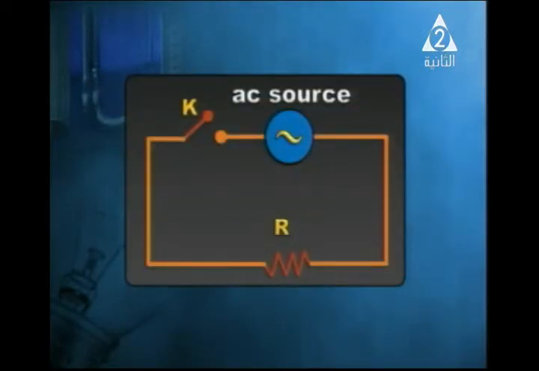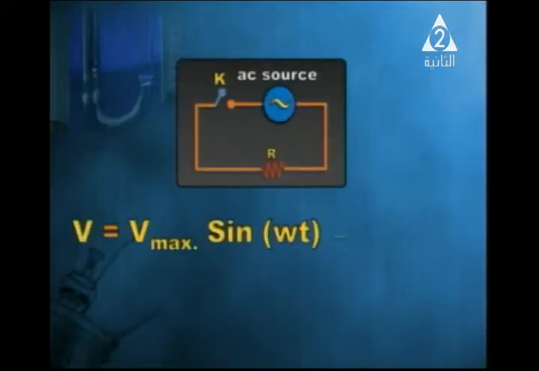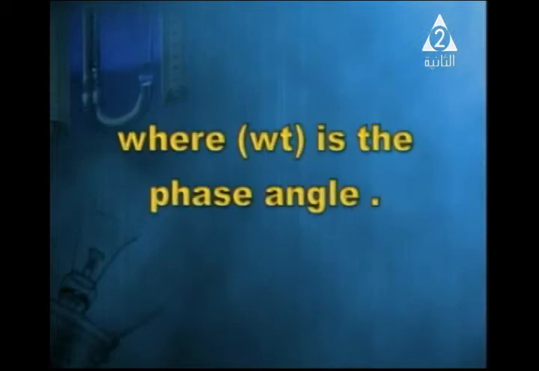So we've got a source. This circuit, of course, is powered by AC current, powered by a dynamo. So when the circuit is closed, the instantaneous potential difference across the resistor is given from the relation. Of course, you remember it. Instantaneous EMF, denoted by V equals maximum EMF, or V maximum sine omega t. This is the first equation. And let me remind you that omega t is theta, which is the phase angle.